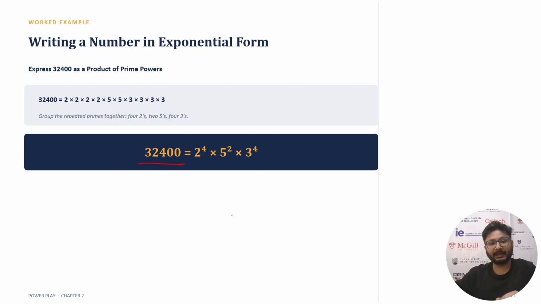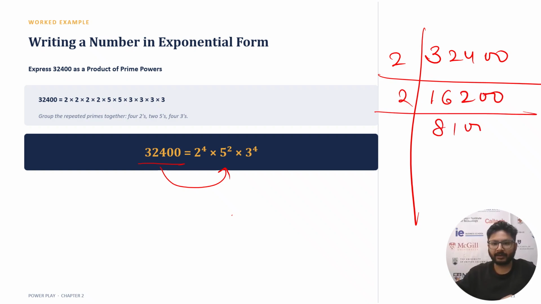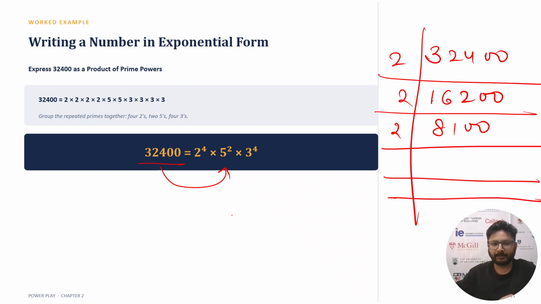Then, writing a number in exponential format. This is basically, in our last chapter, we have talked about prime factorization. This is nothing but prime factorization. So 32400, we prime factorize it: 2, 16200, 2, 8100, and so on. Multiple times you will do the same thing.